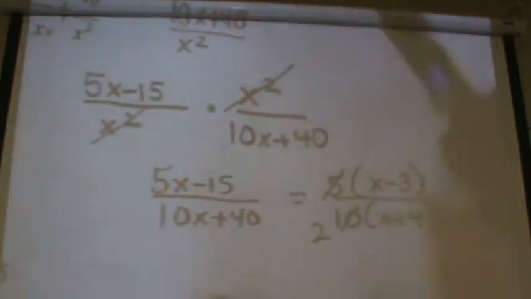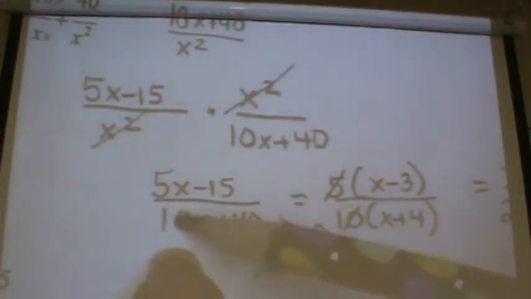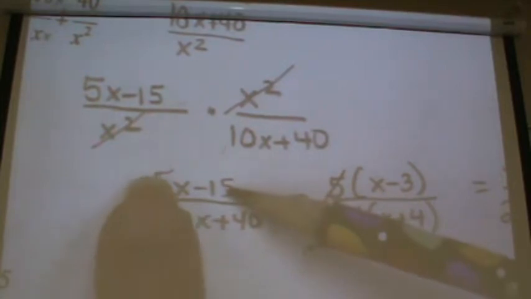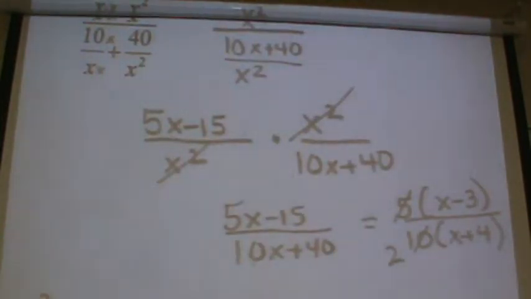I've said this a zillion times, you can't cancel this 5 and this 10 yet, because this is stuck. 5x is stuck with 15. They're stuck together.